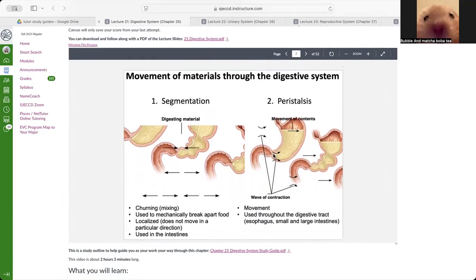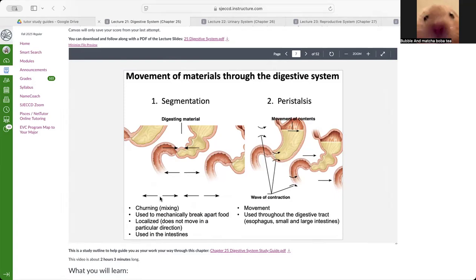Okay, so segmentation is the movement that occurs when you want to churn, to break up food in the GI tract. It occurs in your stomach, small intestine, and the larger part of the large intestine. So it's circular and longitudinal layers of smooth muscle that contract in a localized area. The goal is not to move food along, but to squish it back and forth. The circular layers will contract and push the food, and the longitudinal layers will squish the food back and forth.